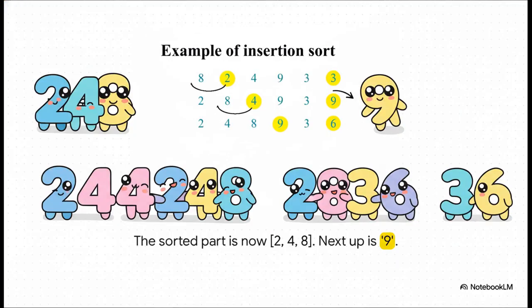You're starting to see the pattern, right? That sorted section on the left just keeps growing. It's 2, 4, 8 now. The next number up is 9. We compare 9 to the last sorted number, 8. Is 9 smaller than 8?